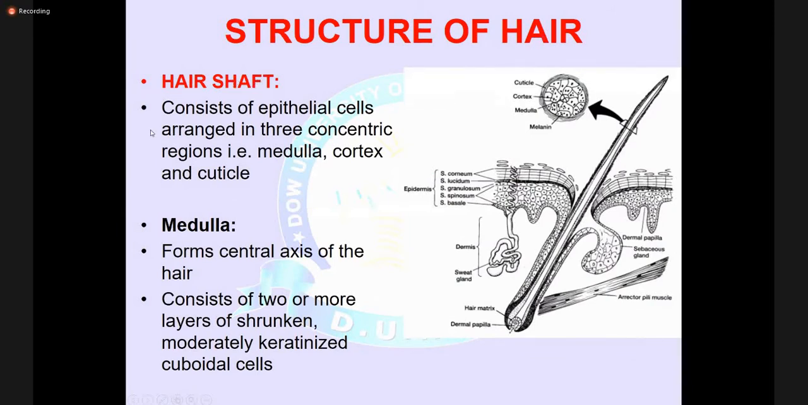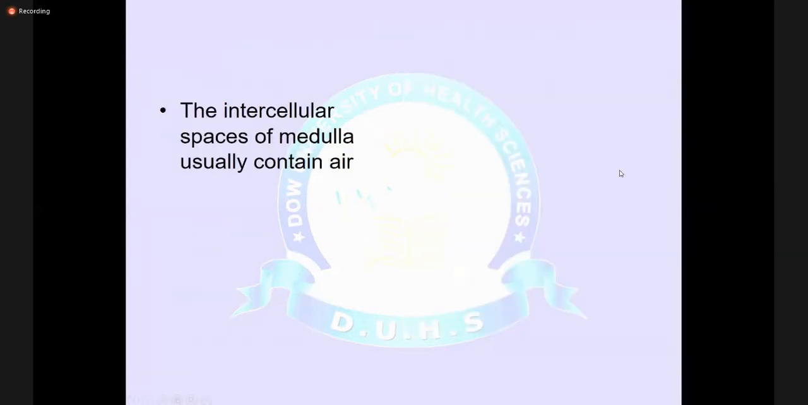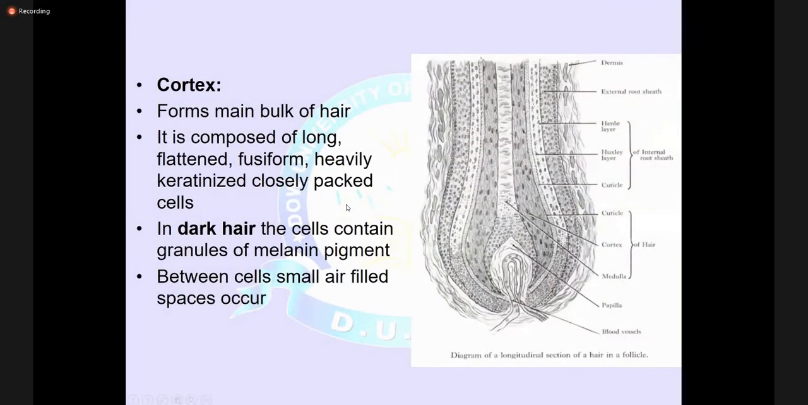The hair shaft consists of epithelial cells in three concentric regions, forming the medulla in the center, then the cortex, then the cuticle. So the medulla forms the central axis of the shaft. It consists of two or more layers of keratinized cuboidal cells, right? The intercellular spaces of the medulla usually contain air. So keep in mind, they always contain air.